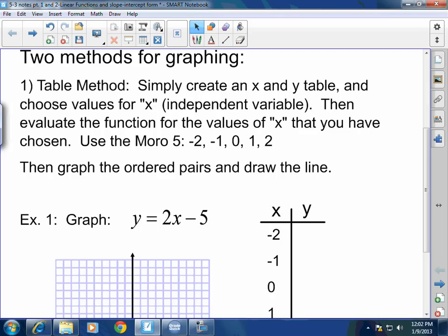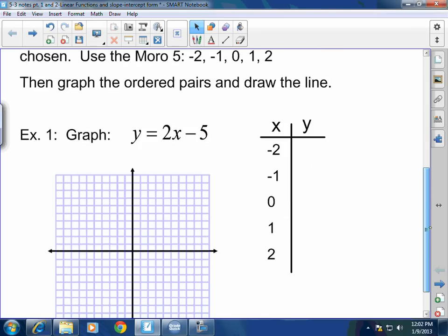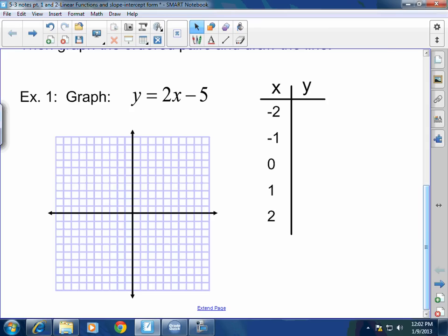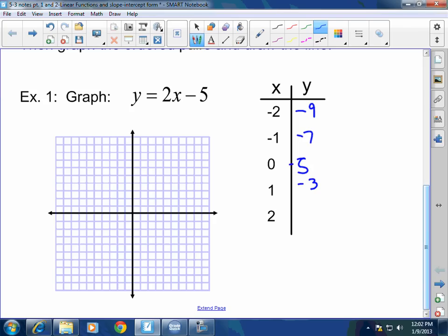Then evaluate the function for the values of x that you have chosen. Use the usual 5: negative 2, negative 1, 0, 1, and 2. This is the last example we're ever going to use a table for, guys, okay? When x is negative 2, y is negative 9. When x is negative 1, y is negative 7. When x is 0, y is negative 5. When x is 1, y is negative 3. When x is 2, y is negative 1.